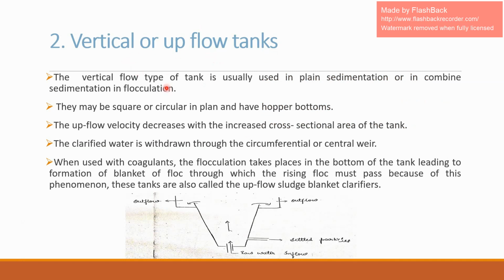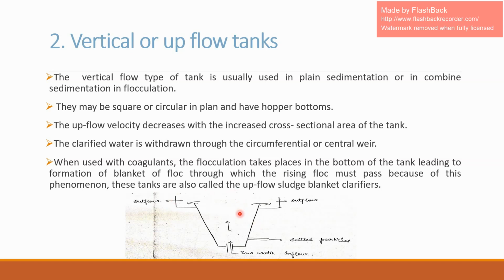Or the upflow tank. Okay, so this type of tank can be used for plain sedimentation or in combined sedimentation and flocculation. They may be square or circular in plan with a hopper. In the upflow type, when the flow moves, due to the increase in cross-sectional area there is a decrease in velocity, and clarified water can be drawn from the circumference or from a central weir itself.